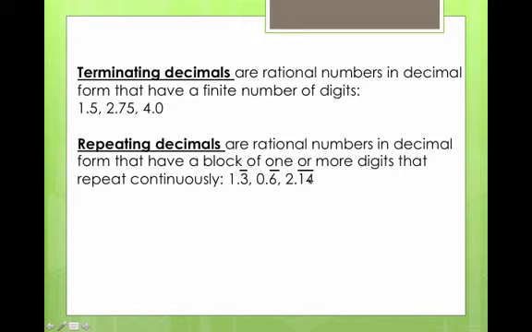Here we've got a number that has two numbers that are repeating, 2.14141414. Those are repeating decimals. Those are considered rational numbers.